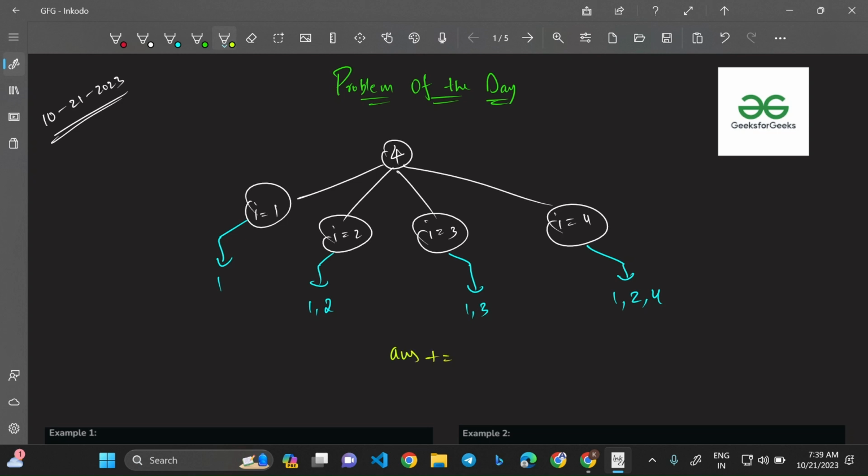First we'll be counting the number of ones. How many ones are there? 1, 1, 1, 1. So 4 ones are there. So the contribution is 4 times 1. Then the second contribution is from 2s. How many 2s are there? 1 and 2. All right, so there are 2 twos. So 2 into 2. And then the contribution comes from 3. So answer plus equal to number of 3s. How many 3s are there?